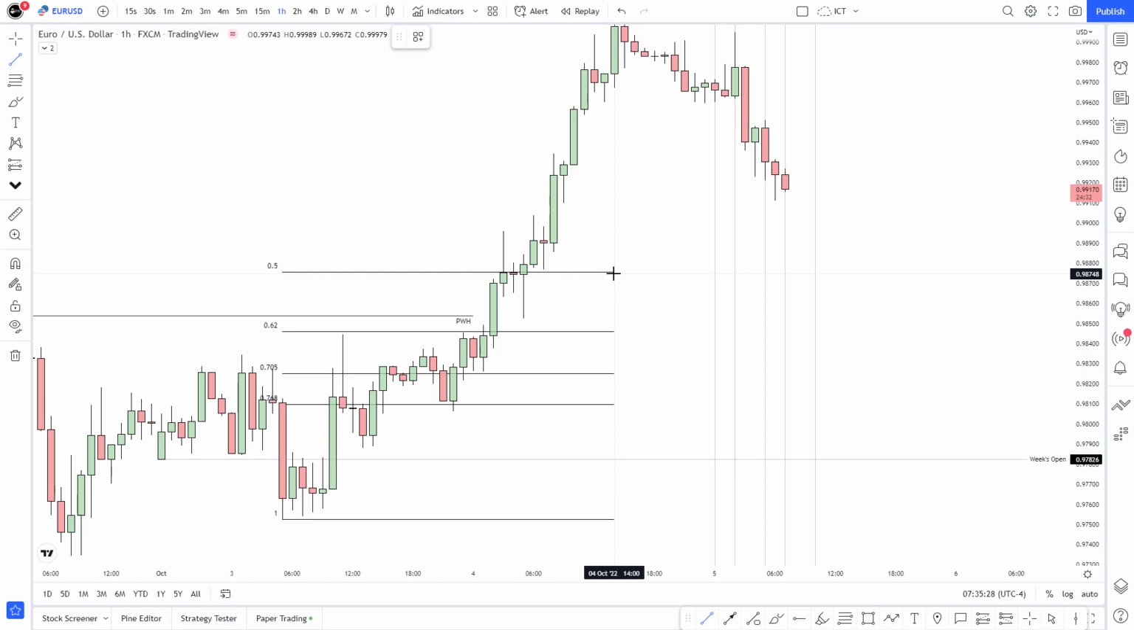This is the 50% of the impulse, and the reason why, hold on, I just got up because I fell asleep and I can't see straight.